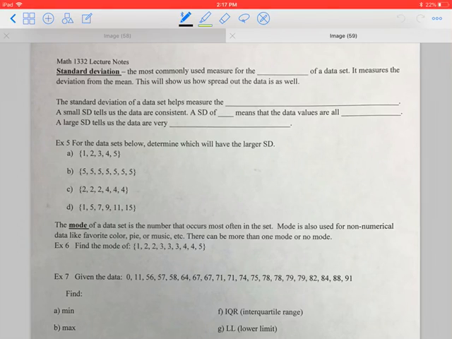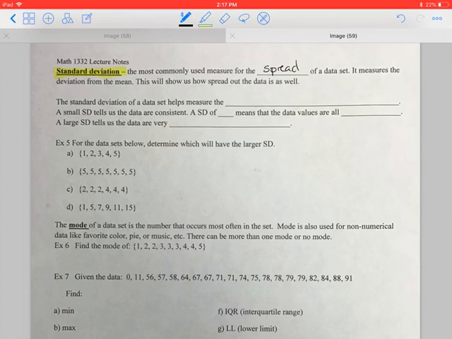Okay, so we're on our last page of the 15.3 notes. On the first page, we talked about range and interquartile range, which tell us how far apart our data is spread. Another thing we can use is standard deviation. Standard deviation is probably the most commonly used, and it is used for the spread of a data set. So it measures deviation from the mean.